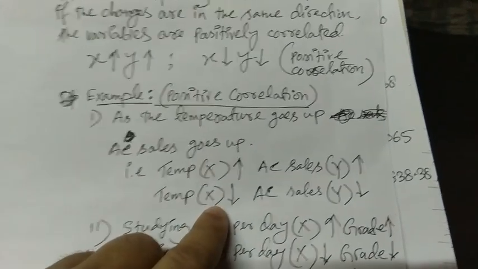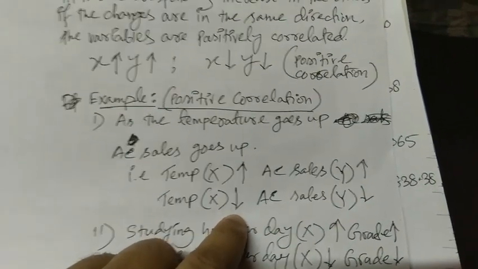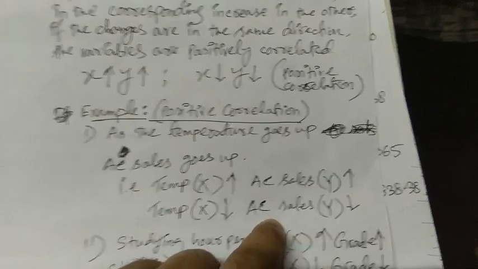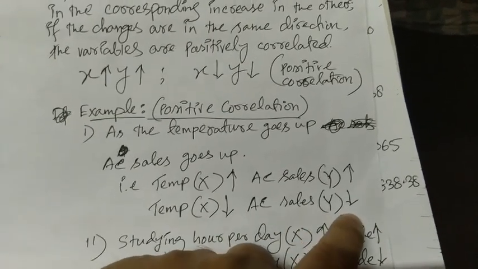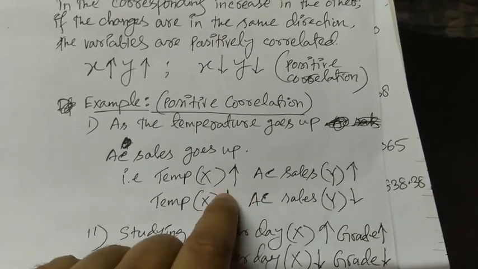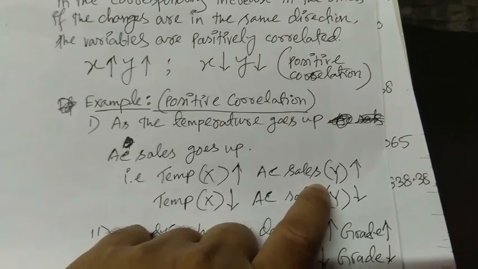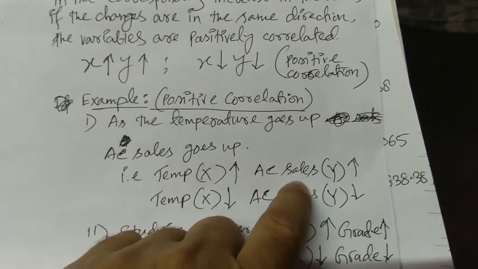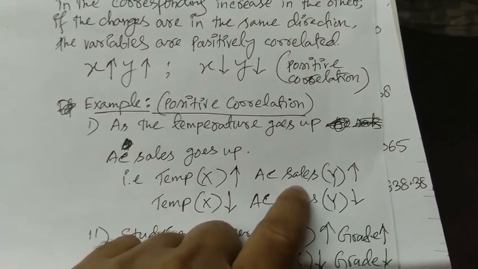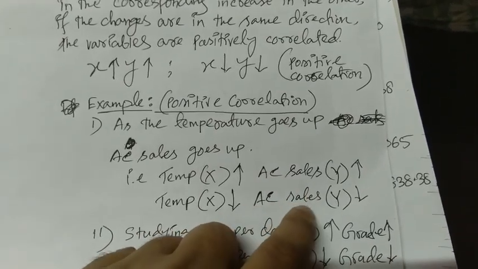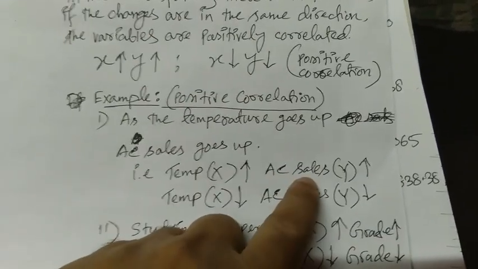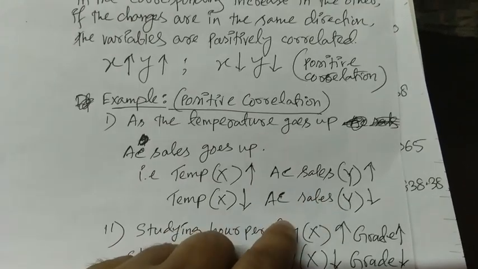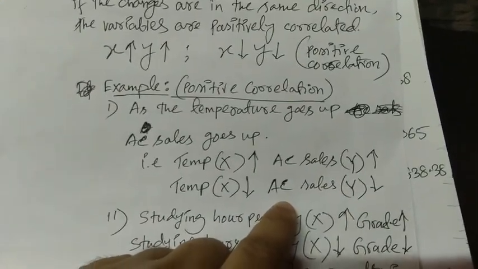If temperature falls, that means if we get colder, air conditioner sales will also fall. So temperature and air conditioner sales both go up and both go down. Both variables move in the same direction. So these are positively correlated.